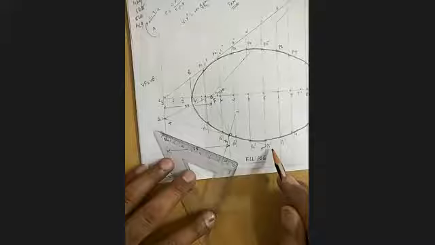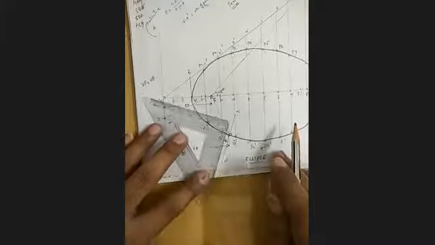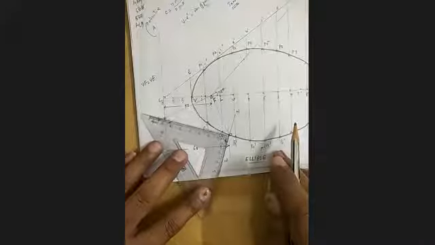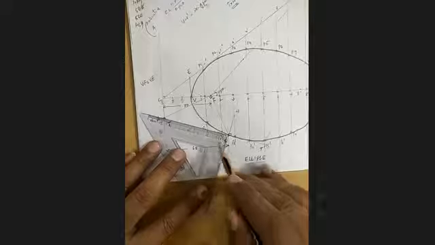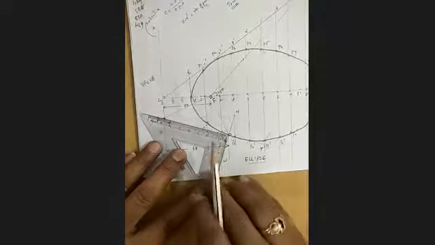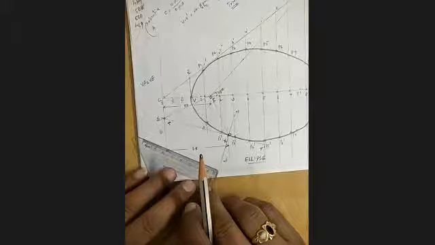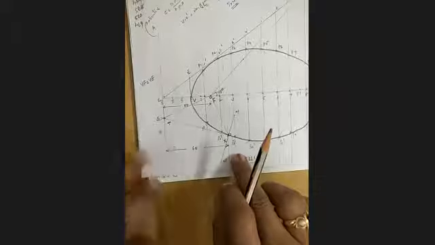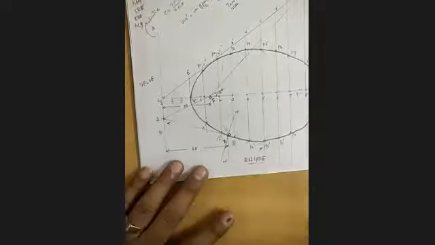Once you know the tangent and perpendicular, see what I did here. From here I drew a perpendicular. This is parallel, this is perpendicular, and the same line I extended. It is 90 degrees. This is compulsory. Now why is it happening?